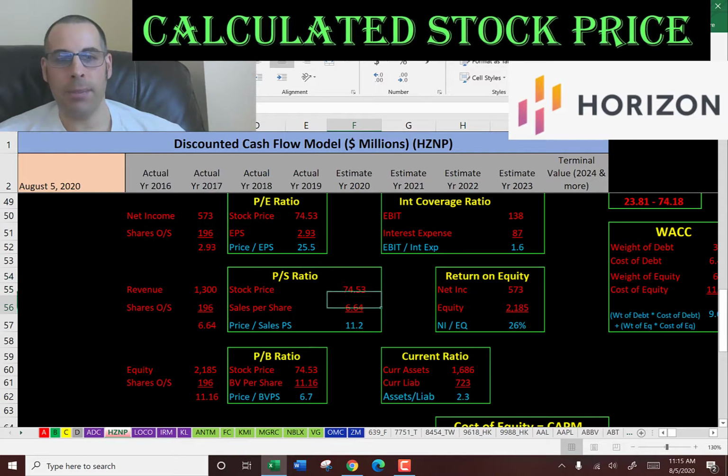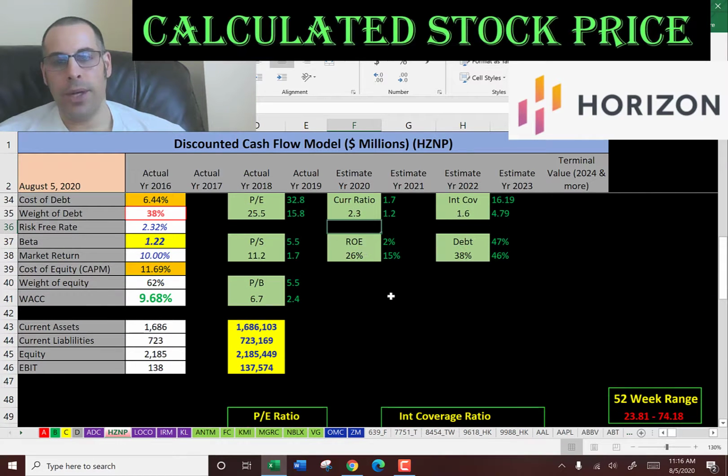Price to sales is stock price over sales per share. To get sales per share, that's revenue over shares outstanding. They have a price to sales ratio of 11. I like to see below 2.5. This indicates investors are willing to pay $11 for $1 of revenue. Price to book is stock price over book value per share. Book value per share is equity over shares outstanding. They're at 7. I like to see below 3.5. This indicates investors are willing to pay $7 for $1 of book value.